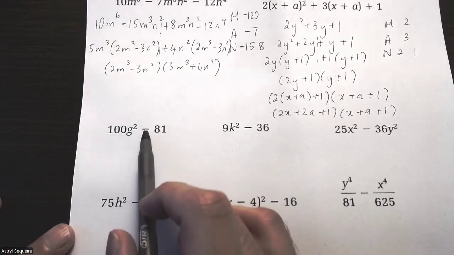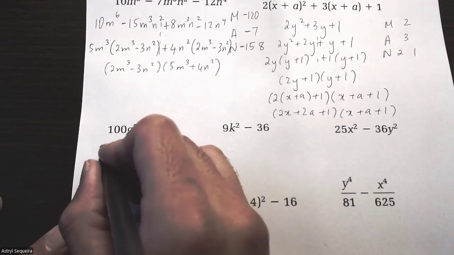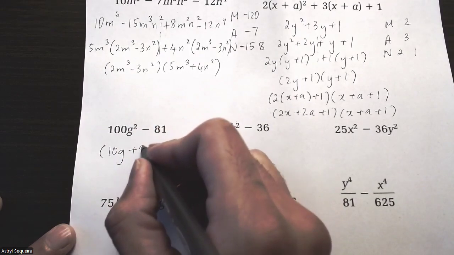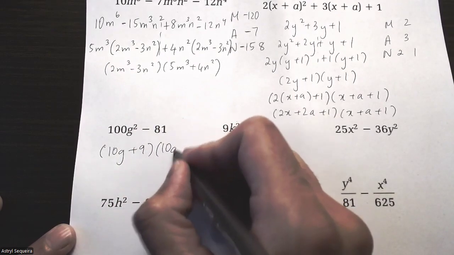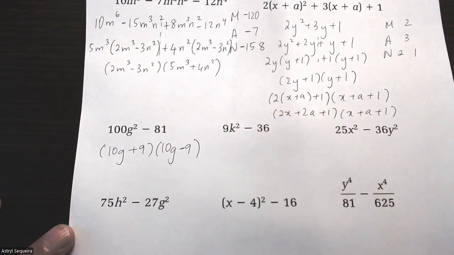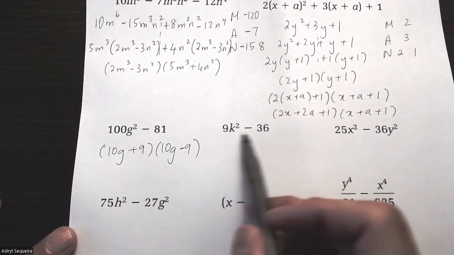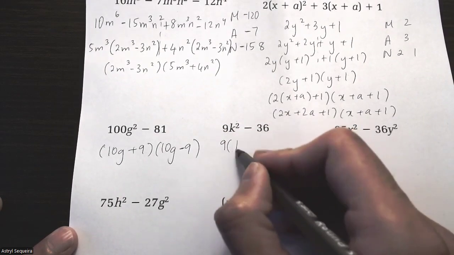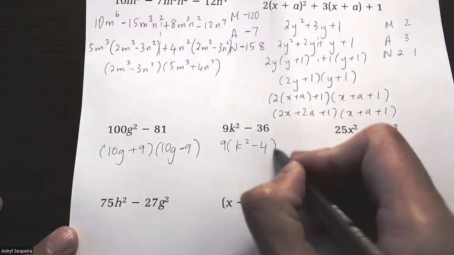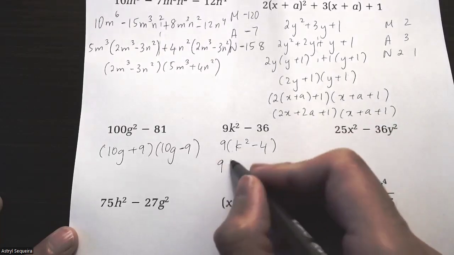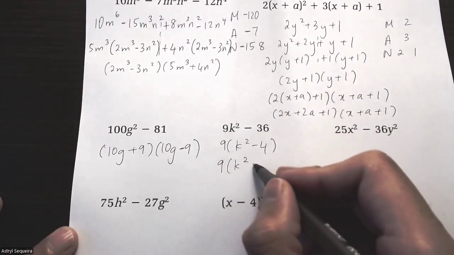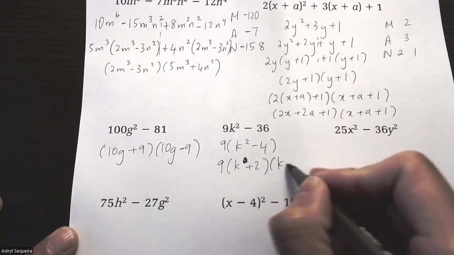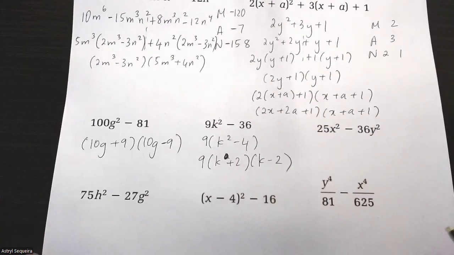This is just a difference of squares, negative times square rootable terms. So it's just 10g plus 9, 10g minus 9. Pretty simple over there. Next one here, this looks like a difference of squares, but I can actually common factor out a 9 first. And then I can difference of squares the bracket. k plus 2, k minus 2.